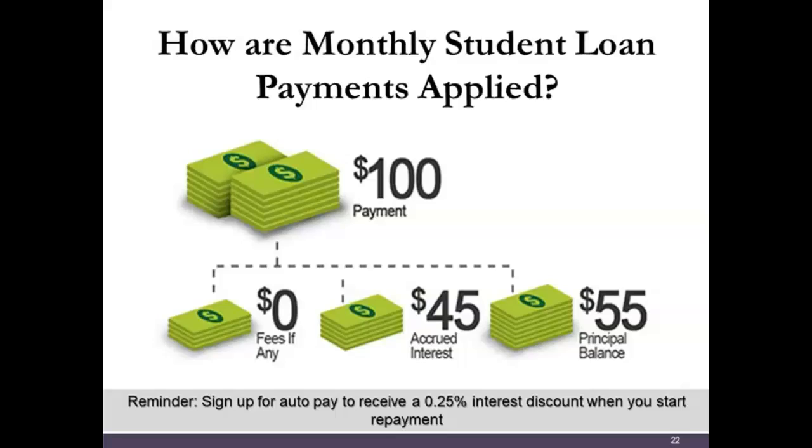One of the reminders I have on here is that if you sign up for auto pay, you can receive a 0.25 interest rate reduction, but this won't be until after you start repayment. So you can't do this while you're in school. You would have to sign up for this with your loan servicer after you graduate and before you start repayment. But you can reduce your interest rate by a little bit, 0.25, if you do sign up for auto pay payments.